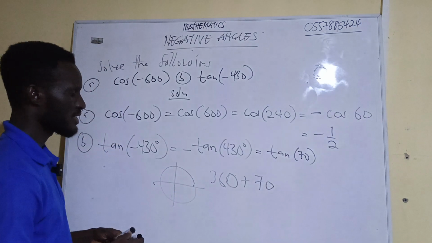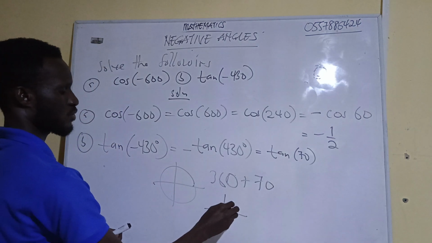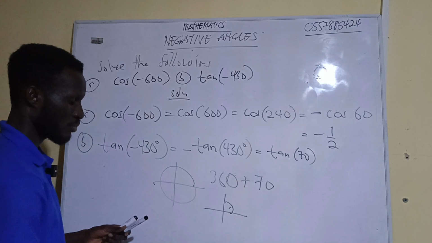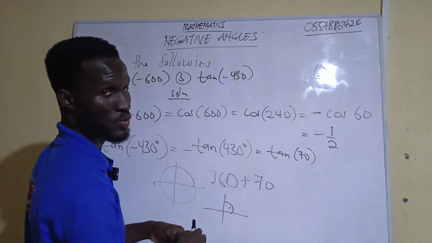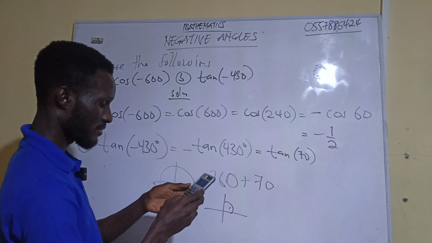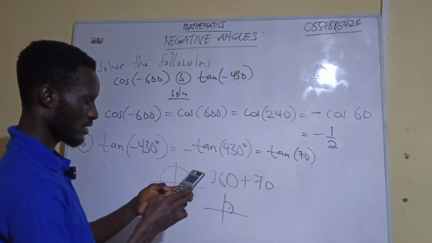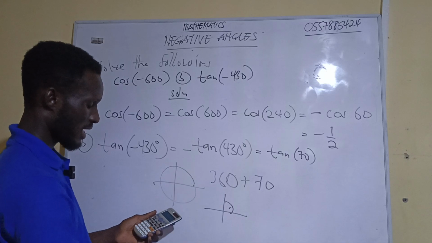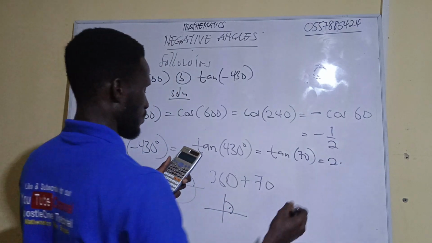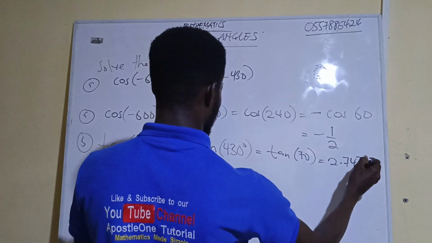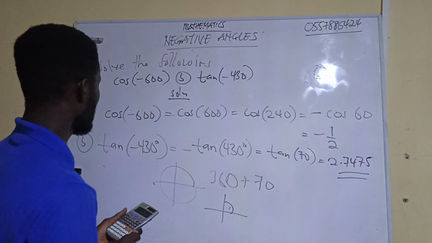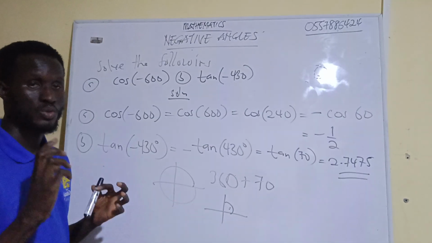Now, what is tan 70? Tan 70 is already in the first quadrant. In the first quadrant, all three ratios are positive. But this one is not a special angle, so let me punch tan 70 on the calculator. The answer is 2.747, approximately to 4 decimal places.